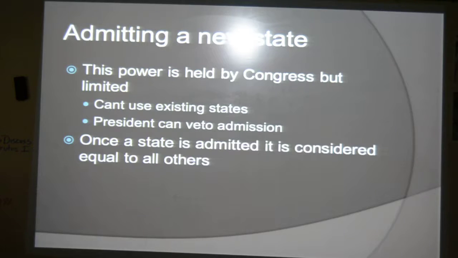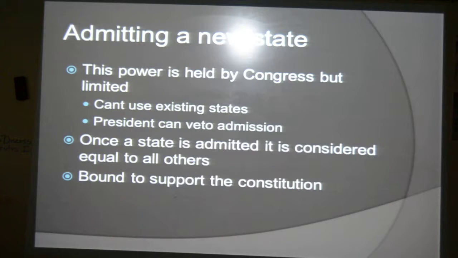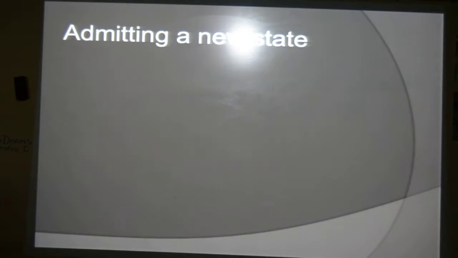It's not like Delaware goes, well, I was the first state to admit the Constitution, so I'm the oldest and I'm the best. No. Delaware, which is the first state, is equal to Hawaii and Alaska, which were the last two states. They're bound to support the Constitution.